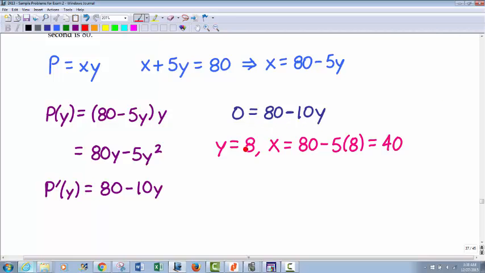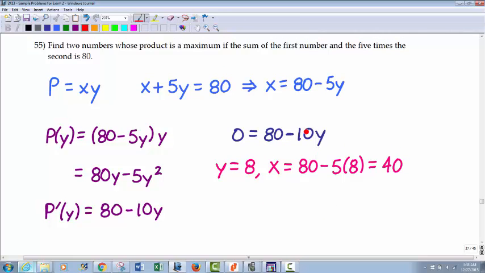So you solve that equation, which obviously is easy. You get 8. And then you plug in x equals 80 minus 5y, plug in 8 for y, you'll get 40. So the first number is 40, and the second number is 8. Had we done this the other way, solving for y in terms of x, I would have gotten 40 for x over here, and then plugged it in and got 8 for y. So we would have got the right two numbers either way.